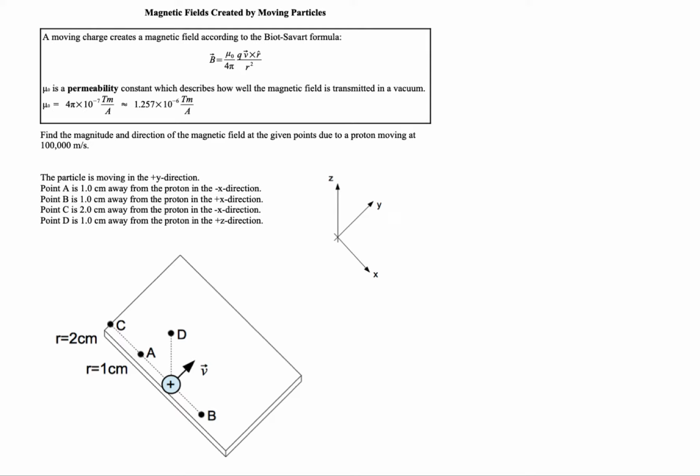In this section, we're going to look in more detail at how moving charges can create magnetic fields. We'll use a law called the Biot-Savart law, which tells us the magnetic field created by a single moving charged particle. Now, it's a little bit more complicated than the magnetic field due to a wire formula. So let's go over each of the different parts.